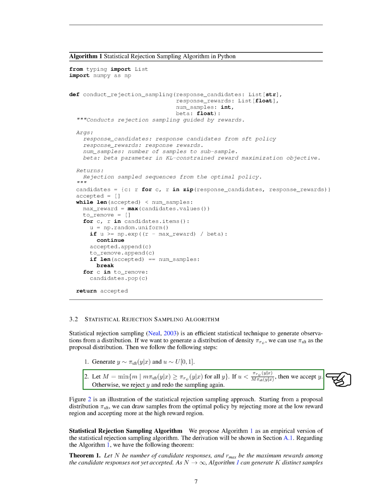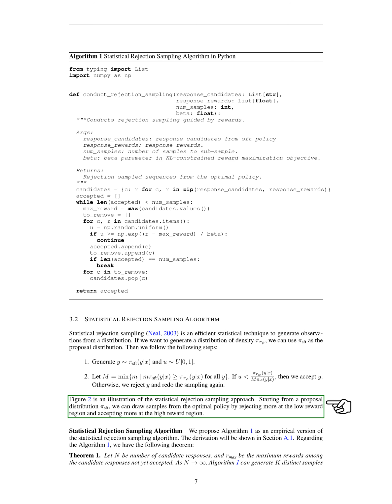If the random number is less than the ratio of the reward function to the product of m and the SFT policy, we accept the sample. Otherwise, we reject the sample and repeat the process. This approach allows us to draw samples from the optimal policy by rejecting more samples in the low reward region and accepting more in the high reward region.